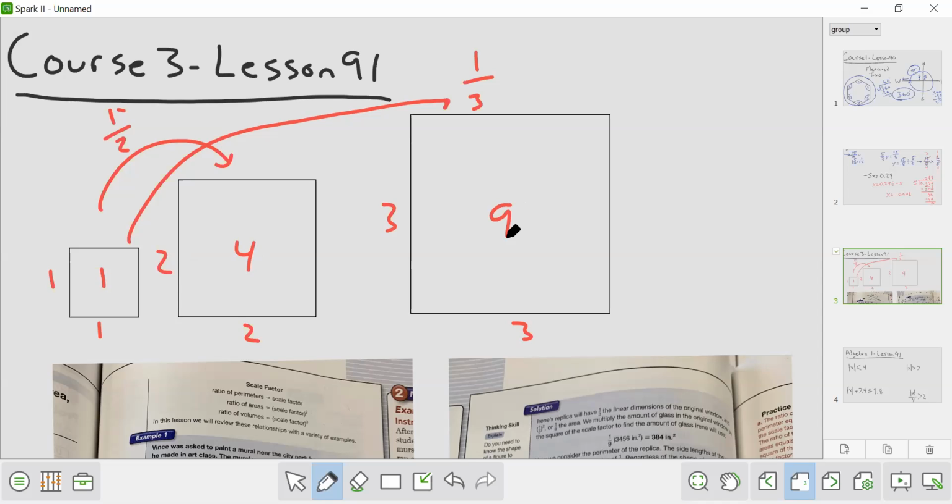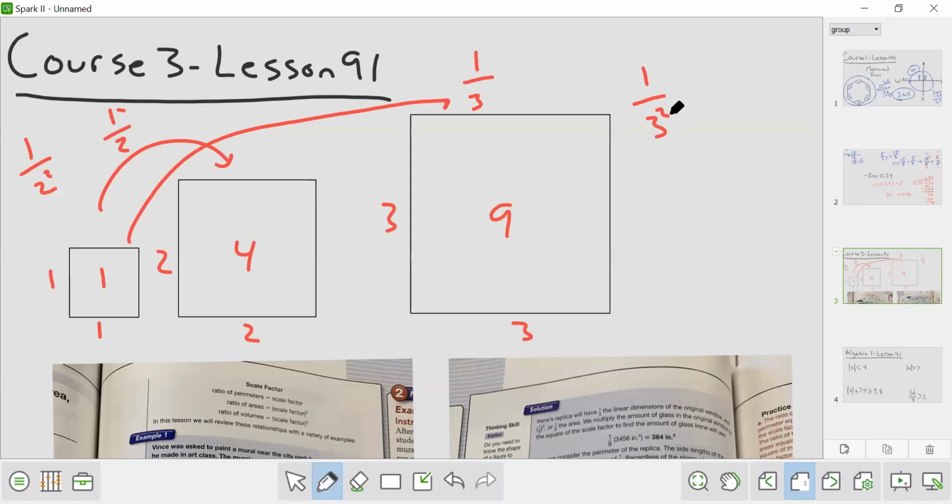So if we're talking about area, now the scale factor from the area of the little square to the area of the big square is not 1 to 2 anymore. It's 1 to 2 squared, all right? Which is 1 to 4. So in other words, instead of the dimensions being twice as big, the area is 4 times as big because we take a scale factor of 2 and square it. But if we're going from the smallest to the biggest, the scale factor is now 1 to 3 squared. And so now we go from a 1 to a 9.